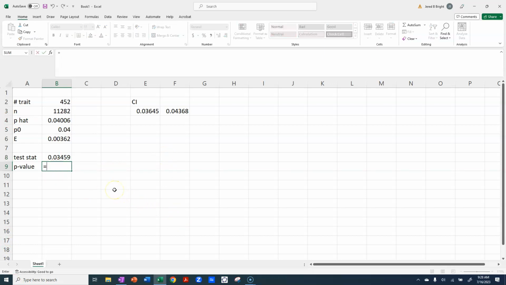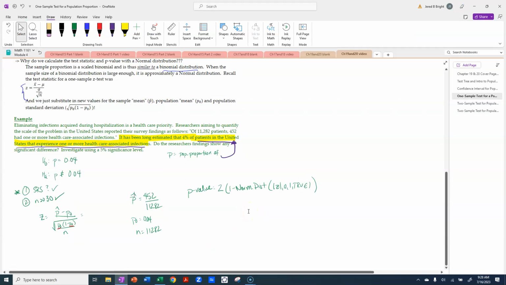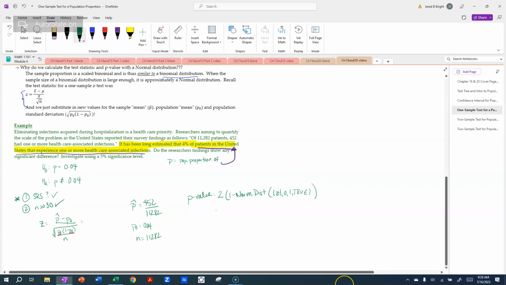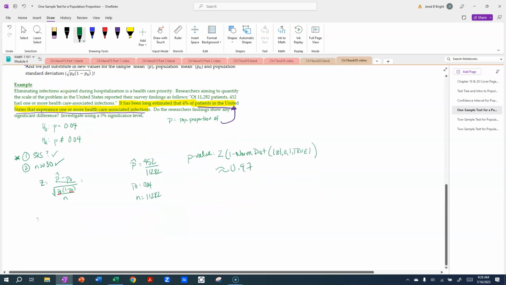And then that's already positive, so I'm just going to do for the p-value 2 times 1 minus norm.dist, and this is going to the right of the test statistic. So test statistic, mean 0, standard deviation 1, true, and I get a whopping 97% for p-value. So do I reject or fail to reject? I really hope you say fail to reject. That's a very large p-value. So I would go back here and say p-value is approximately 0.97. And then I would go ahead and conclude.